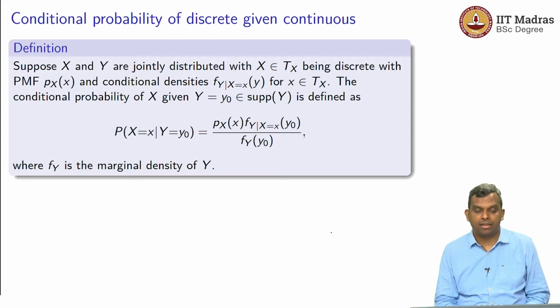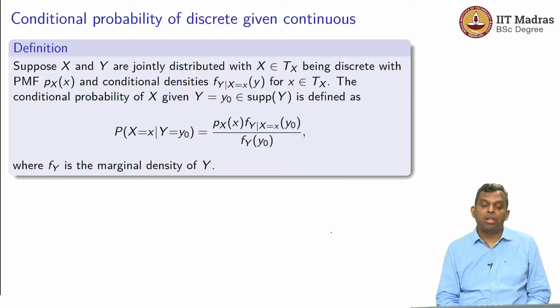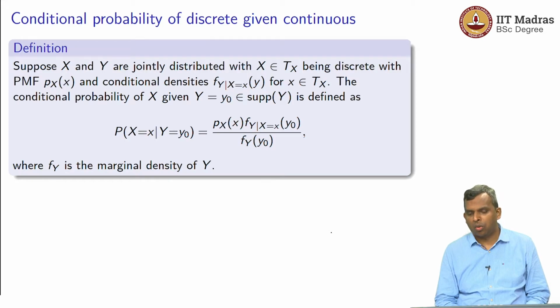Okay, so the conditional density. The conditional probability of x given y equals y naught. Notice this y equals y naught is very troubling. A lot of people get troubled by that because we know the probability that y equals y naught is 0, right? We know that y is a continuous random variable. The probability that y equals y naught is 0. So why am I saying y equals y naught?